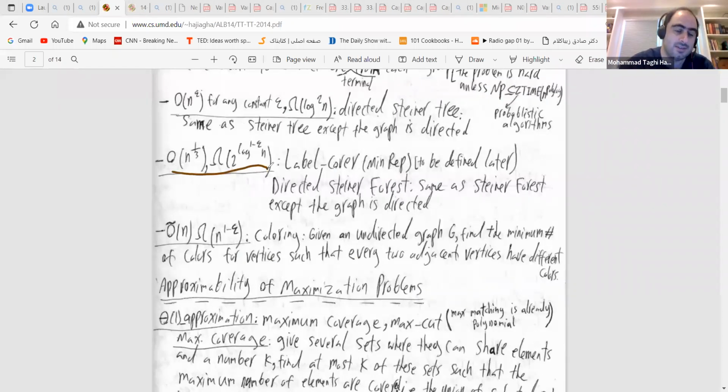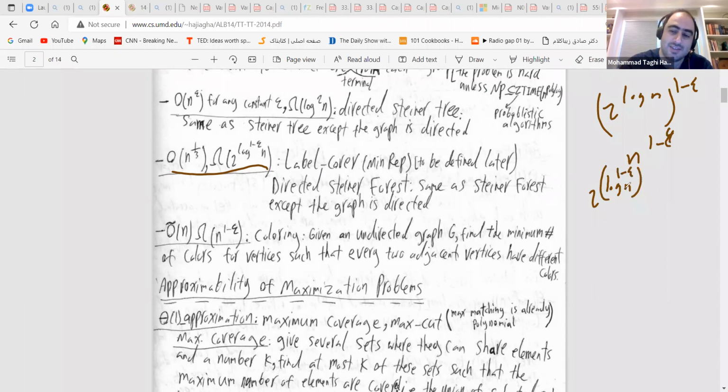There is this label cover problem, which is n to the epsilon hard. Sorry, n to the 1/3 is known. Actually, this is our result. But the hardness is 2 to the log n to the 1 minus epsilon. Note that if it was 2 to the log n to the 1/epsilon, then this problem would be n to the 1 minus epsilon hard. But these are not like that. It is 2 to the log n to the 1 minus epsilon. So this is less than any n to the epsilon hardness. So it is, I will say, little o of n to the epsilon.